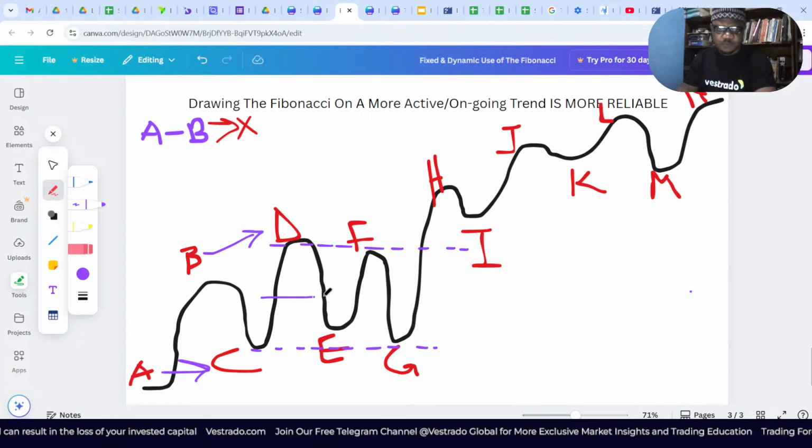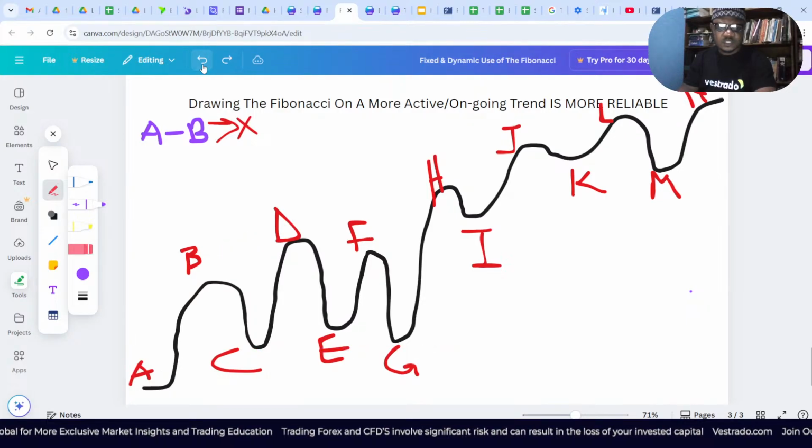And let's give it the halfway mark. That's the 50% mark. You see that the trend C to D has reversed more than 50% and has formed the wave E. What happens? C to D becomes null and void. What happens? C shifts to E.